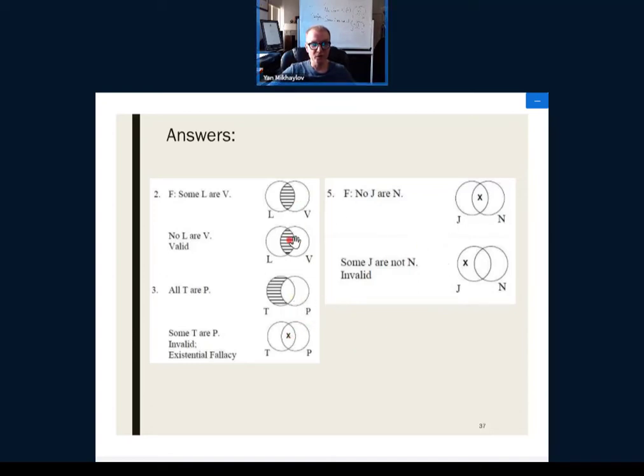Note also, and this is important, that this one is not just invalid, it's existential fallacy. It's the only one with existential fallacy. Why? Because you're going from shading to an X. This one is not existential fallacy, this one is not existential fallacy, this one is valid, this one is invalid, but this one is not just invalid, but also existential fallacy because of that.